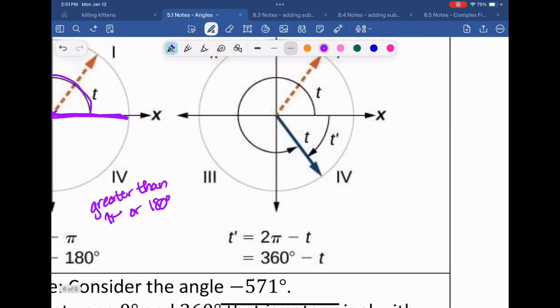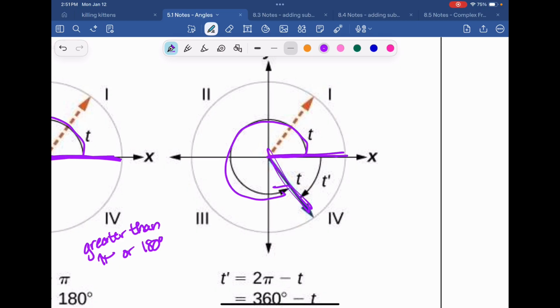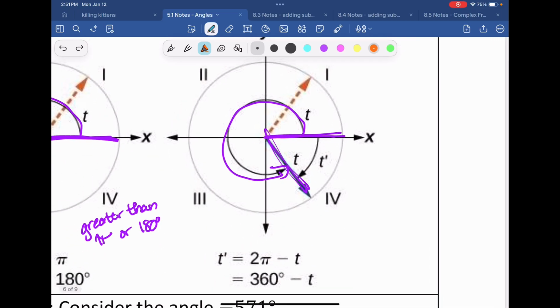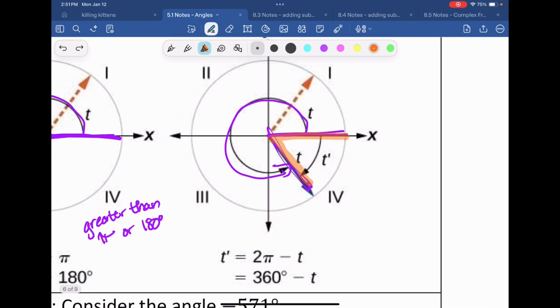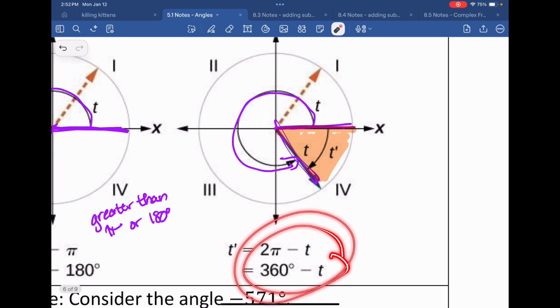And then if your angle terminates in quadrant 4, all right, here's my initial side. Here's my terminal. So it's all the way around. But your actual reference angle is between the x-axis and the terminal side. So it's all of this in here. All right, these are just shy of 360 and 2 pi. So you would subtract from 2 pi or 360.